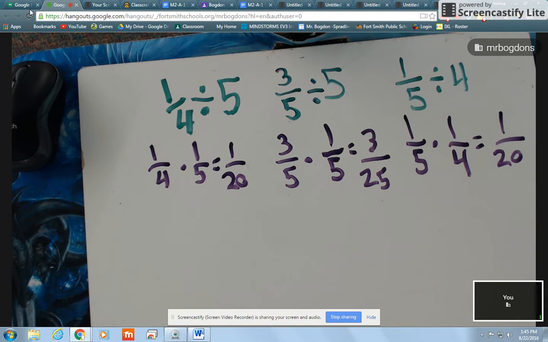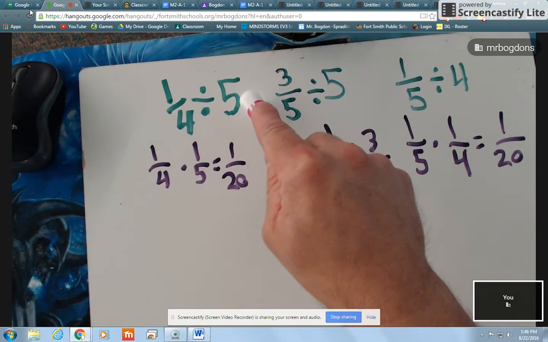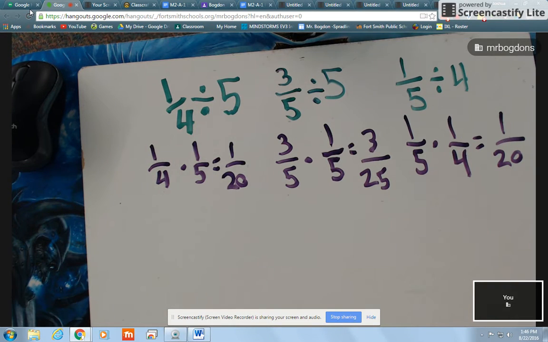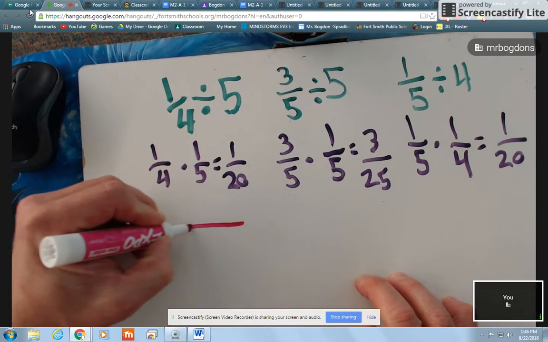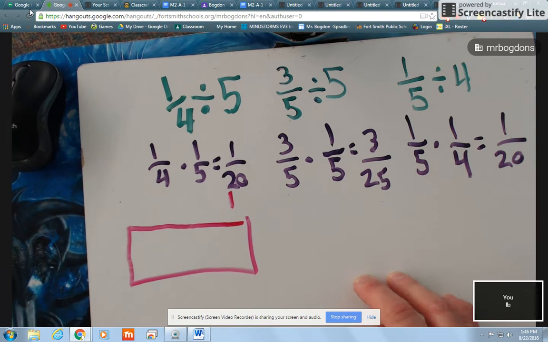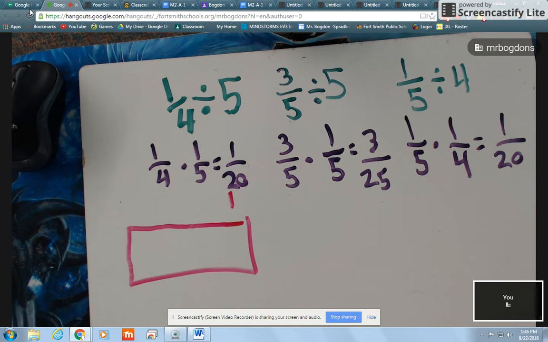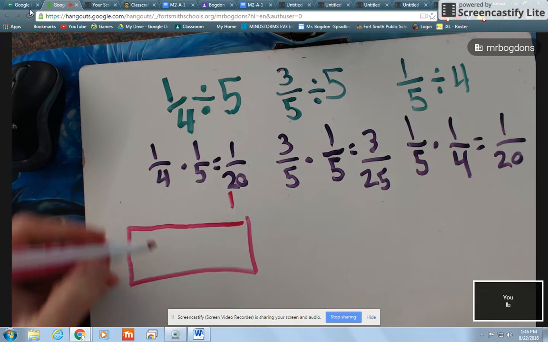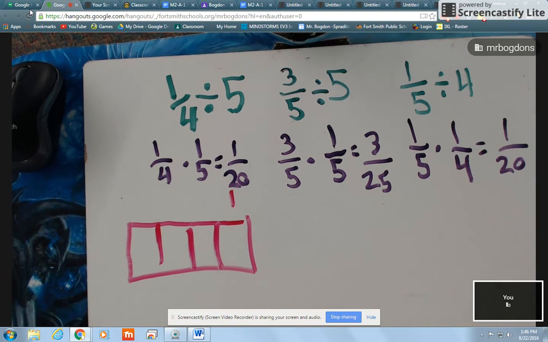So some other quick models here. If I wanted to show 1/4 being partitioned into 5 different pieces, if I'm drawing a model, what do I need to draw? Am I drawing the 5 or am I drawing the 1/4? I'm drawing what I have to share, whatever it is I'm splitting up. So I would represent 1 somehow. I'm going to call that my whole. And then to represent 1/4, how many pieces do I need to split that whole into? 1, 2, 3, 4. Then how many need to be shaded in? Just 1.